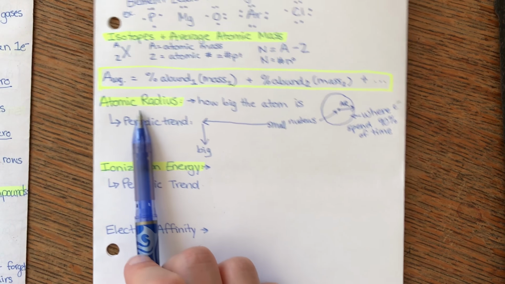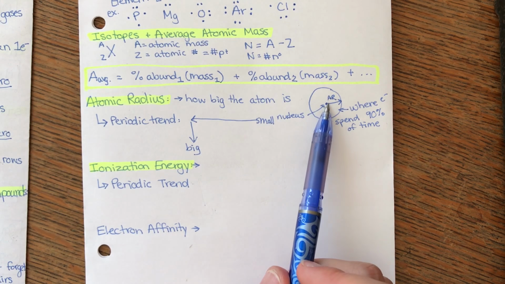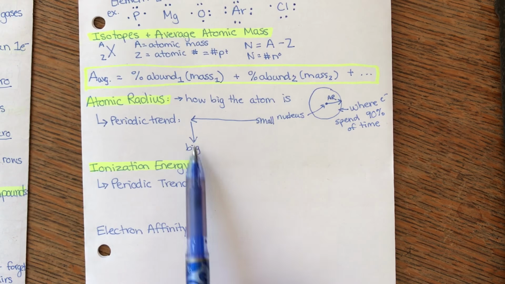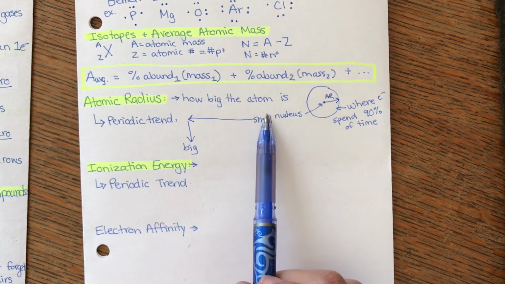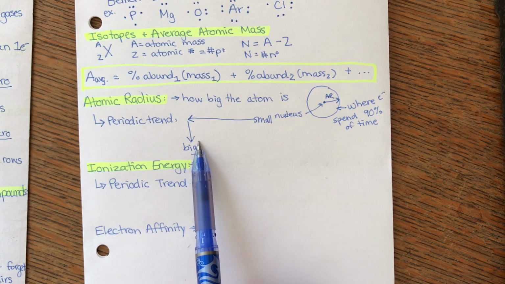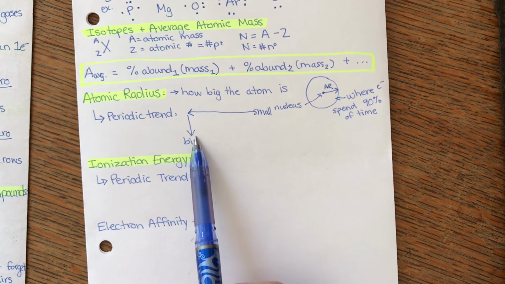So we did atomic radius, which was how big the atom is. And it's a measure of small to big, going from small up by the fluorine and things like that, and getting bigger as you go down towards francium and cesium and things like that.